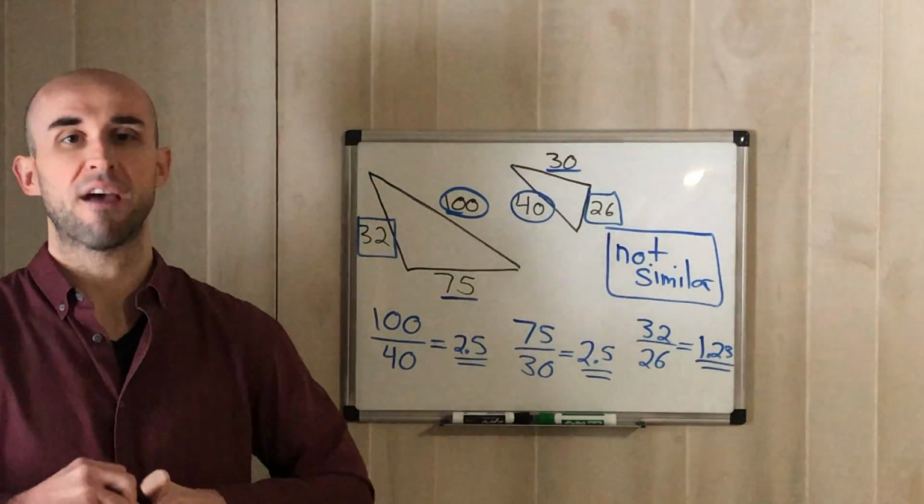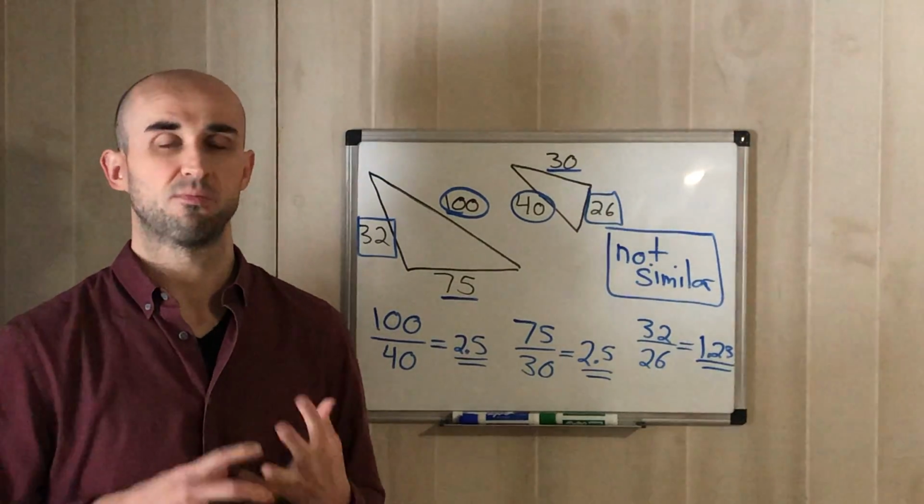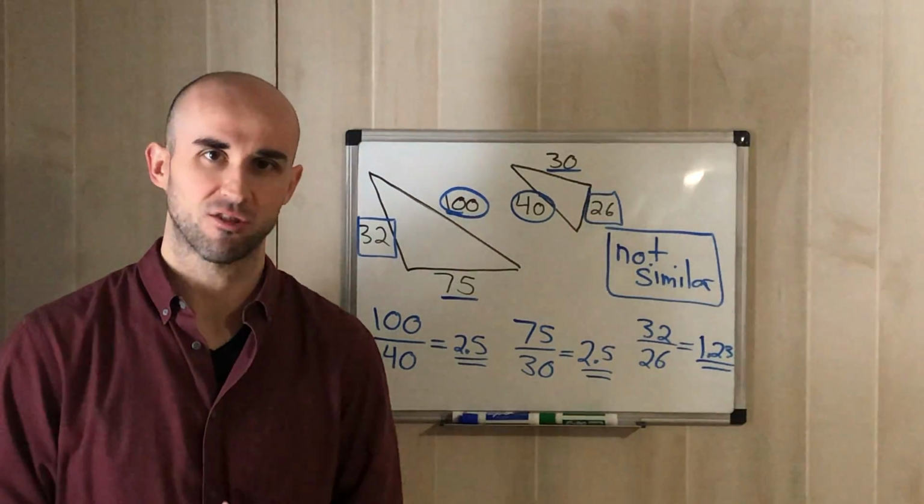Just always remember, guys, we have those three: SSS, SAS, and AA. Just make sure that you're not looking to see if the sides are the same, but you're trying to make sure that the scale factors are the same, okay?